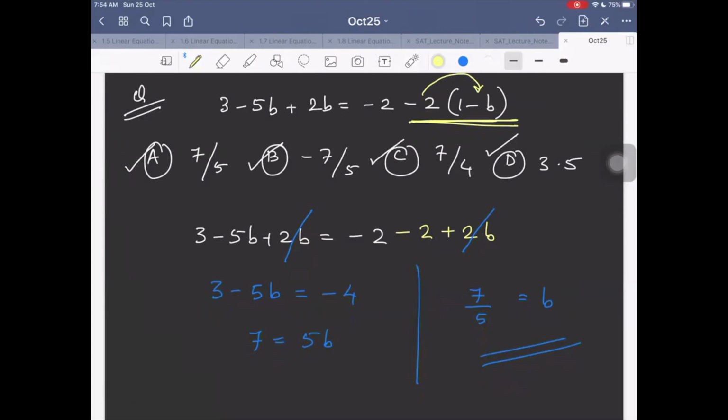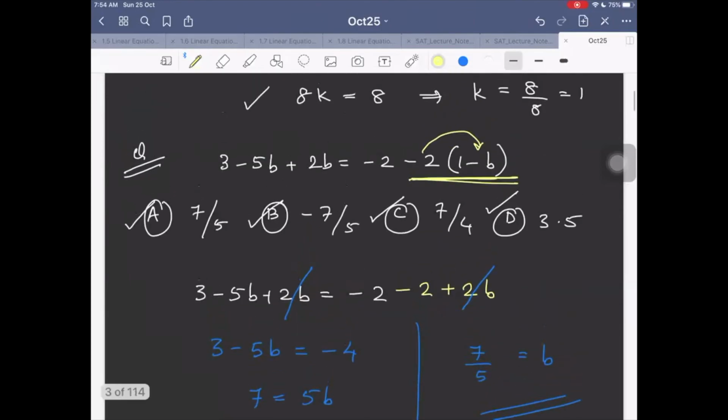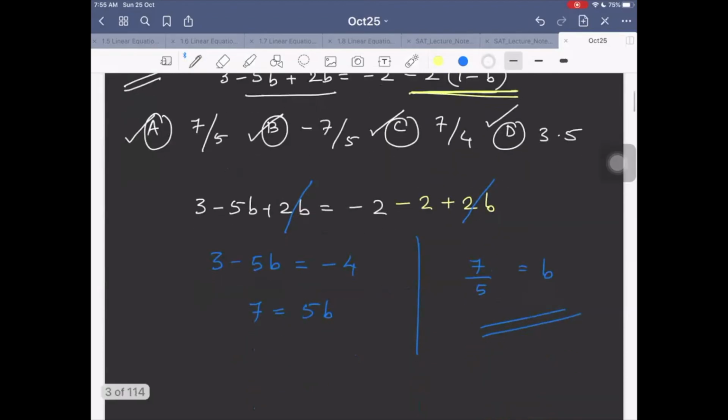I could have combined the like terms. See, I could have combined the like terms, but I chose not to do it. And what really happened? In the next step, magically, the 2b got cancelled. I got lucky. That's all. I could have combined those like terms, -5b and 2b on the LHS. Okay, that way also I could have done it.